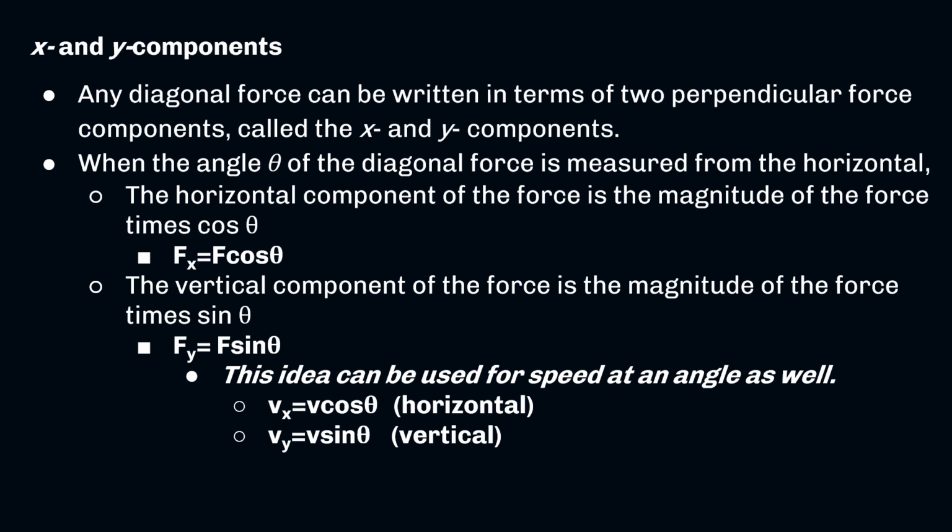And on the Regents reference table, these are on the back of the reference table in the form of Ax equals A cosine theta and Ay equals A sine theta. You just swap in A for whatever you have there. So if it's a force, you put in force for A. If it's a velocity, you put in velocity for A. Those are pretty much the only situations we're going to see things at angles. Alright, so let's move into our other facts here.